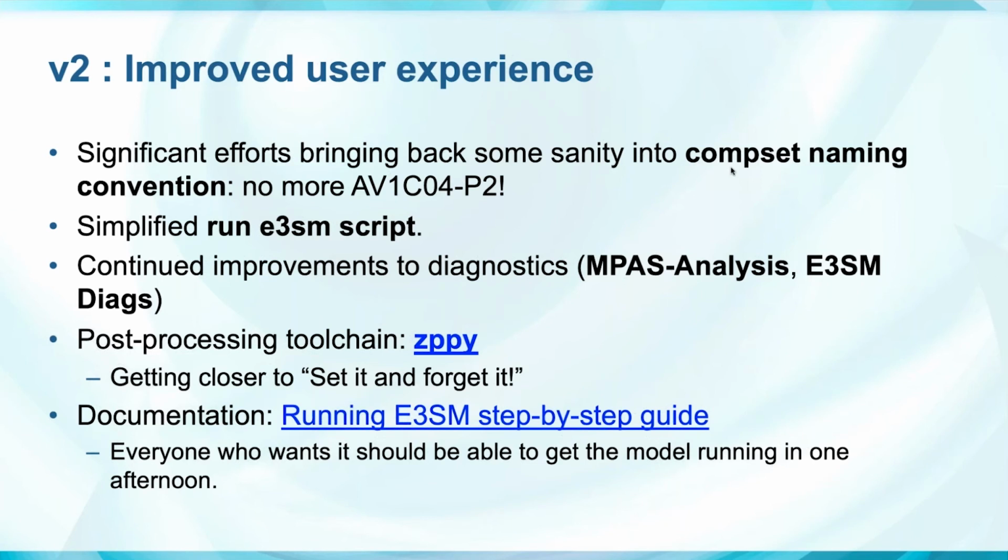But Win bravely stepped into it and was able to do a lot of modification and simplification with the help of John Wolfe. So we won't have names like we had before, like AV1C04-P2, which probably nobody remembers what they stand for, but the A stands for either alpha or ACME, and then V1 and so on. So definitely this was no longer relevant. We also simplified the run E3SM script.